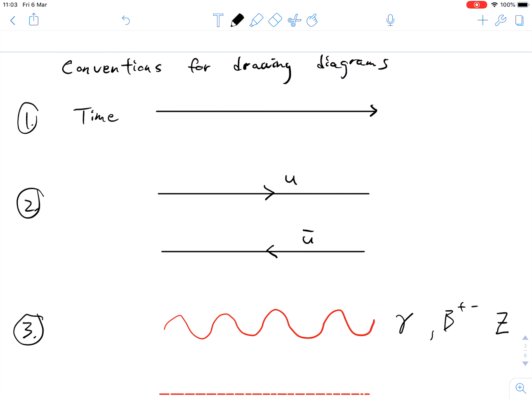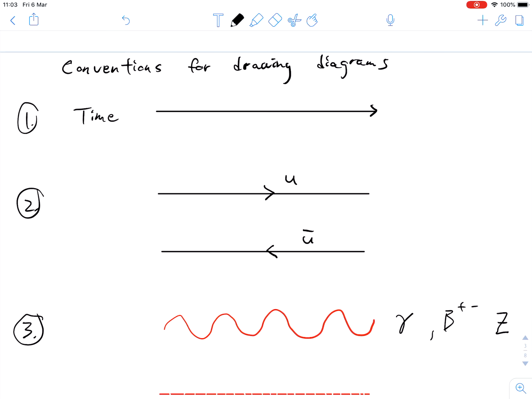Next up, some conventions for drawing Feynman diagrams. In terms of time, time always flows from left to right, the way you read. So if you see something happen on the left side, that happened first, then it became something else on the right-hand side.